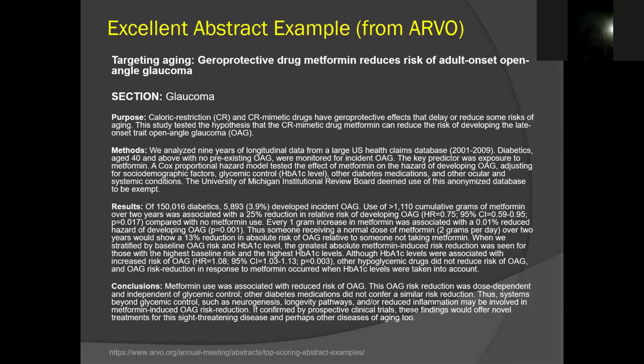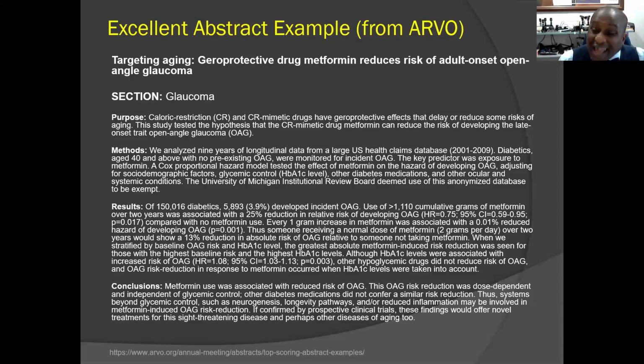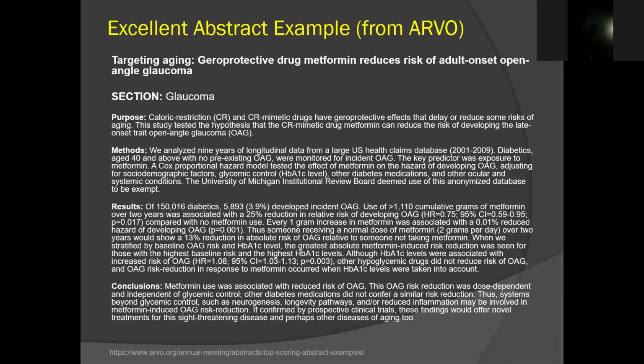Diabetics aged above 40 with no pre-existing open-angle glaucoma were monitored for incident open-angle glaucoma. The key predictor was exposure to metformin. A Cox proportional hazard model tested the effect of metformin on the hazard of developing open-angle glaucoma, adjusting for sociodemographic factors, glycemic control, which is your HbA1c, and other diabetic medications, and other ocular and systemic conditions. University of Michigan Institutional Review Board deemed this anonymized database study to be exempt.